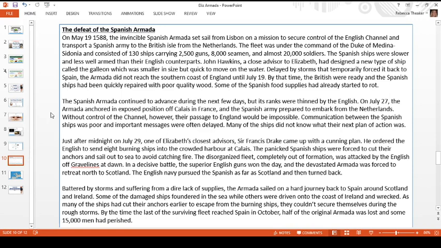The Spanish Armada continued to advance during the next few days, but its ranks were thinned by the English. On the 27th of July, the Armada anchored.